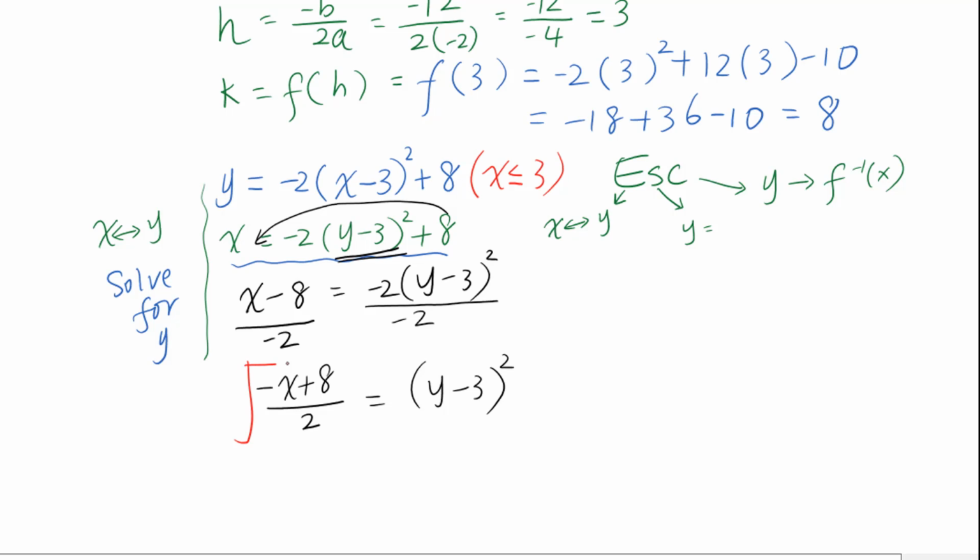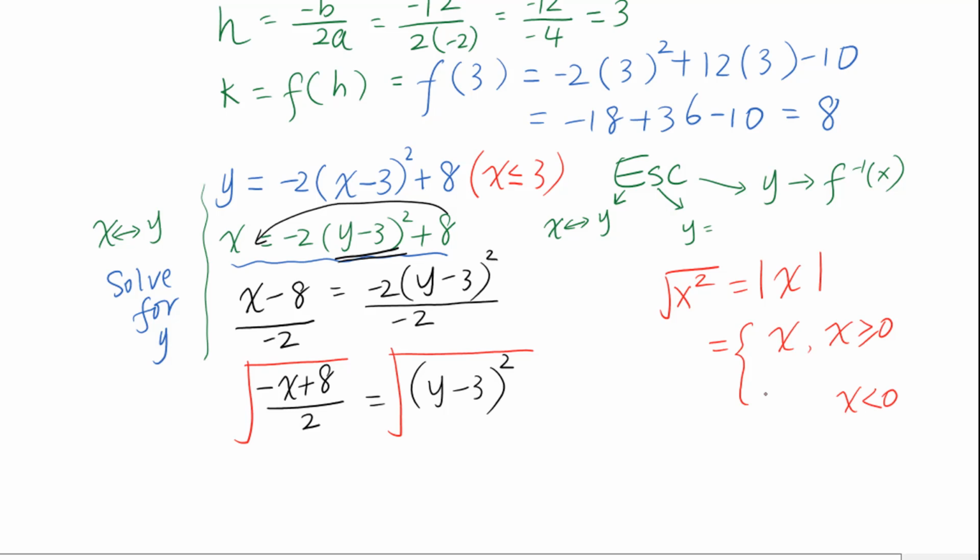Then we take the square root of both sides. Remember, this is a formula: the square root of x squared equals the absolute value of x. For the absolute value of x, you will get two situations. If x is greater than or equal to 0, you will get x itself. If x is less than 0, you will get the opposite of x, that is negative x.